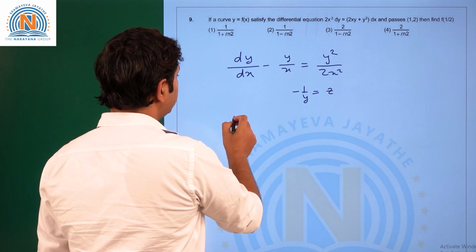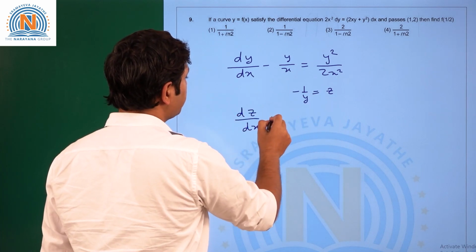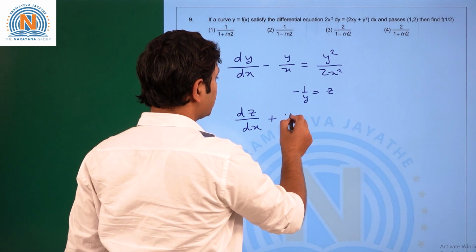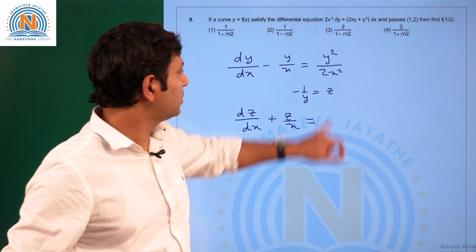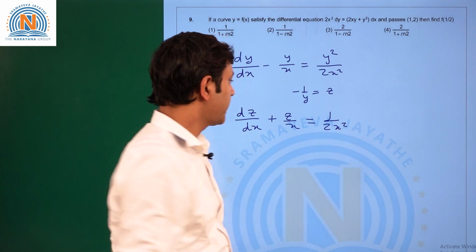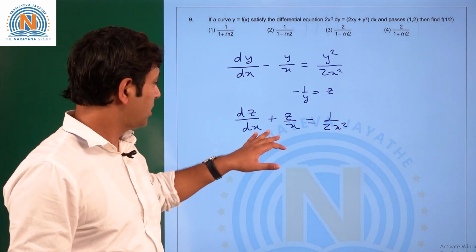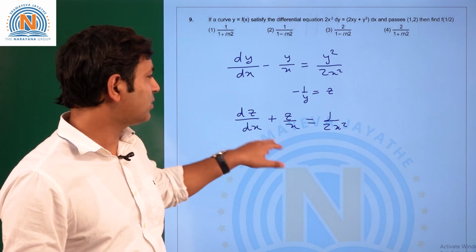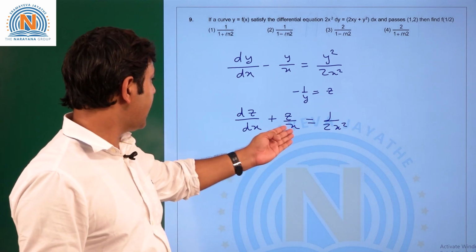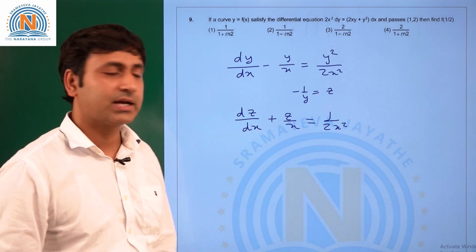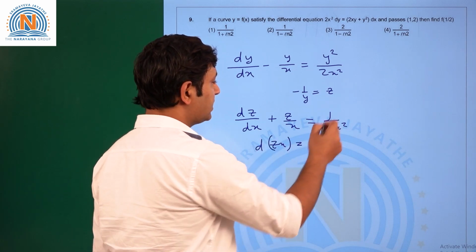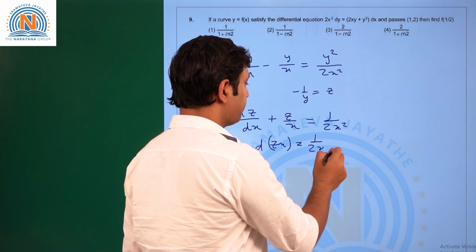How will it look? It will look like dz by dx plus z by x is equal to 1 upon 2x square, where 1 upon y came after dividing, and minus 1 upon y we took as z. y square will disappear from here. Now it looks more familiar. If you calculate the integrating factor of this linear differential equation, it will come out to be just x. And you can see x dz and z dx also if you multiply by x. So, after multiplying by x, this will become the differentiation of zx, and that side will become 1 upon 2x dx.